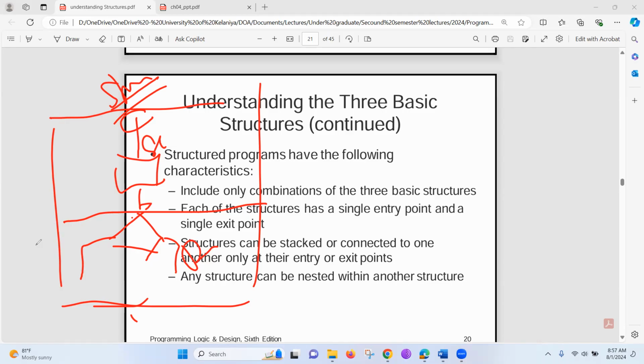What happens is, under the sequential one, you can have several steps A, B, C. On behalf of B, you can replace it using a structure, which we call nesting. Then stacking and nesting are two different things. That is the thing you need to understand, right?